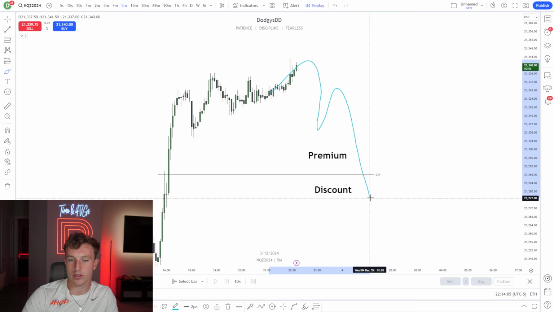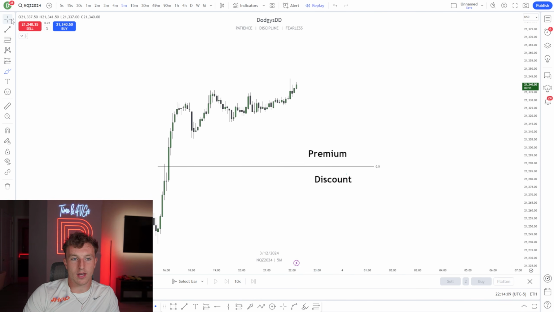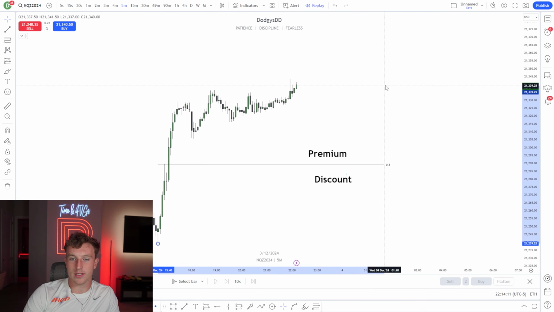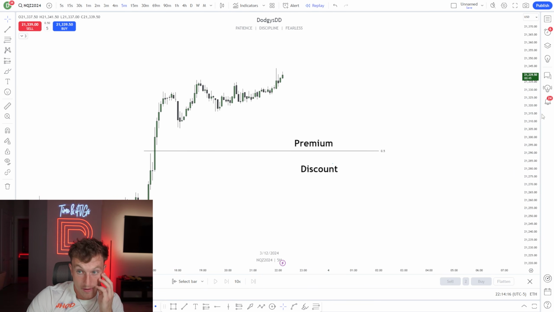There's no market structure shift. There's no anything. This is literally just the market going up. Now, I'll keep drawing this up as we go higher until we do, but I probably won't even draw this in the first place unless we got a market structure shift or something.